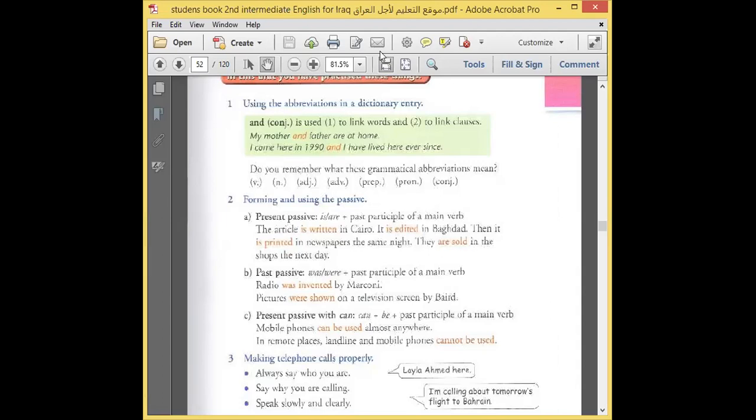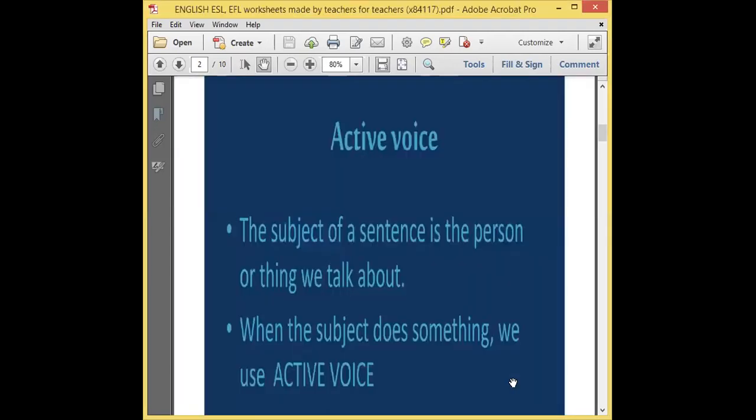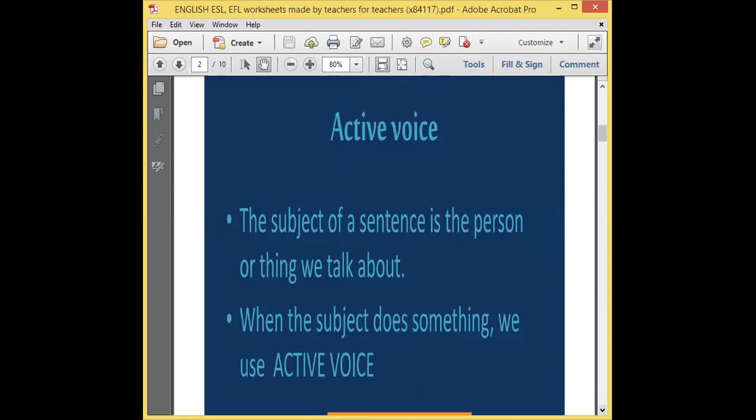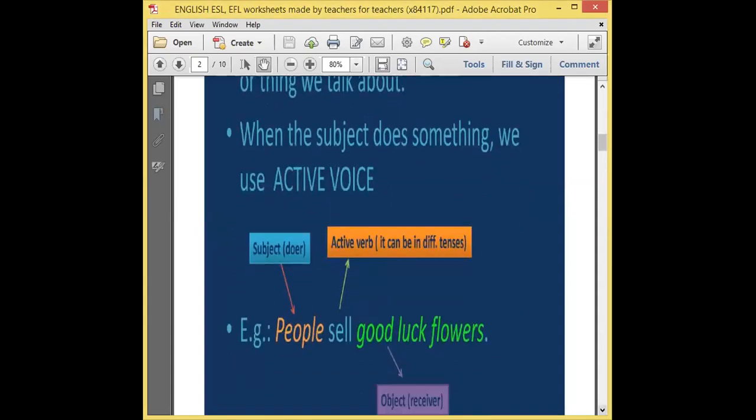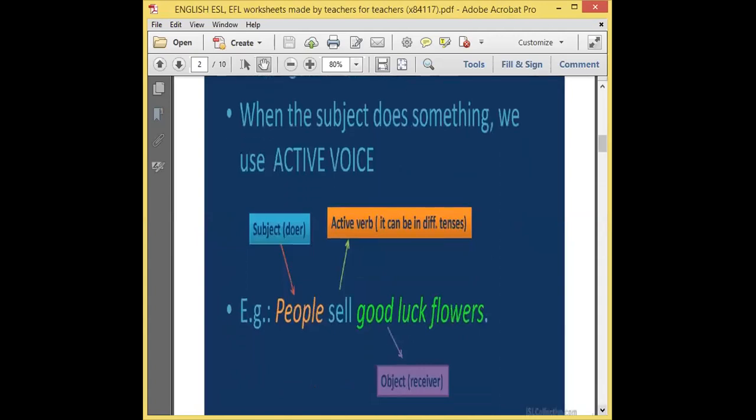Like we have many sentences, but now let's look at a quick explanation of the active voice. The subject of a sentence is the person or thing we talk about. But when the subject does something, we use the active voice. Like this sentence, this is in the active voice: people sell good luck flowers, right? We have the subject, this is the verb, the active verb, and this is the complement, which is the object.